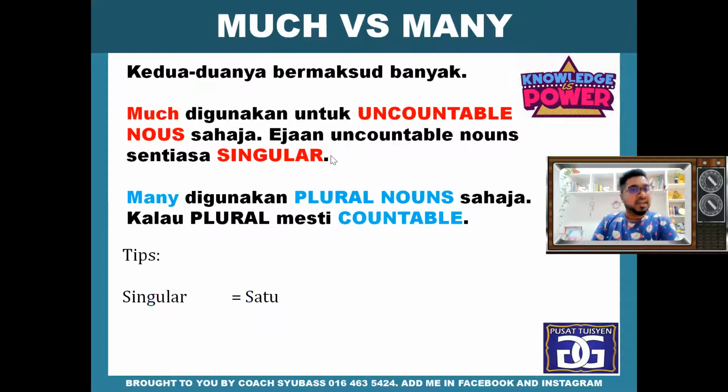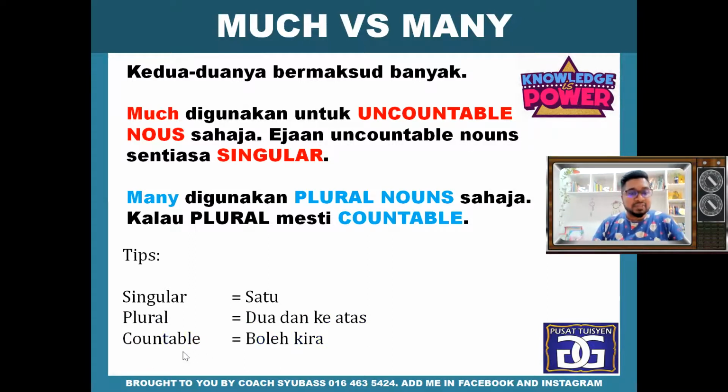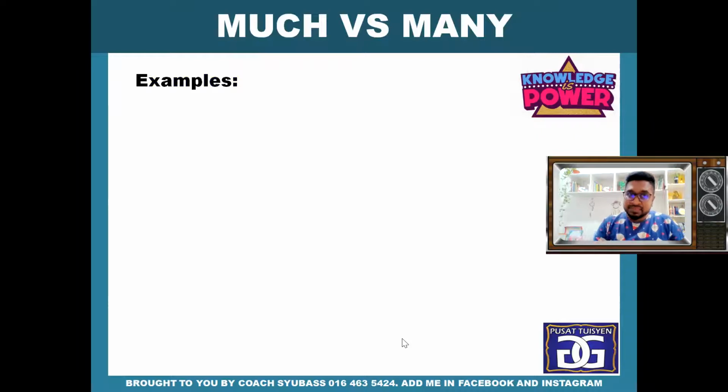Now, again, I want to remind you, maksud singular ialah satu, maksud plural ialah dua dan ke atas, maksud countable ialah boleh kira, maksud uncountable ialah tidak boleh kira. Okay, ini ialah yang saya ajar dalam video-video yang lalu, just to refresh your memory. Let's look at some examples.